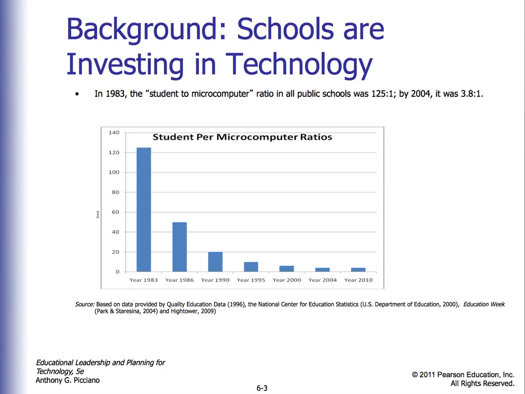The microcomputer, a little history. We talked about this in class. Back in the day, it was 125 students to one computer. Now it's probably less than 2.5. We know we got a lot of computers in the schools.